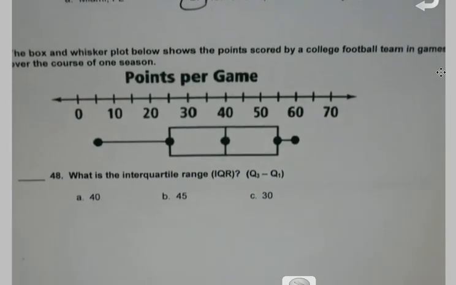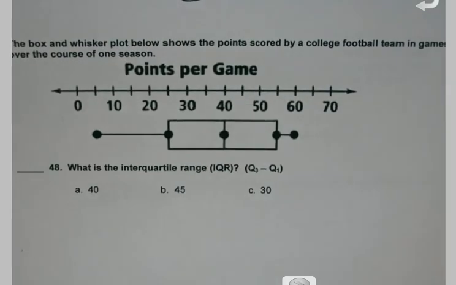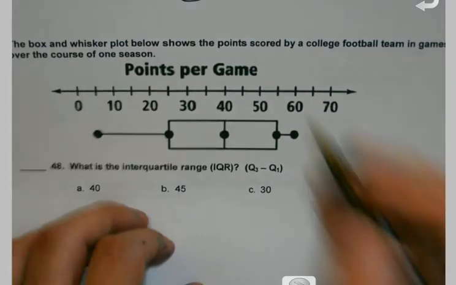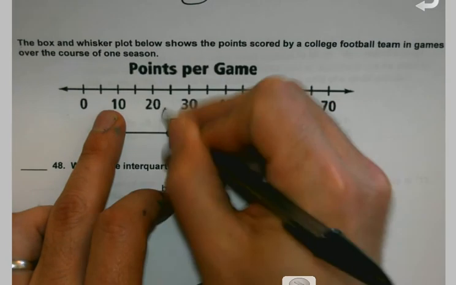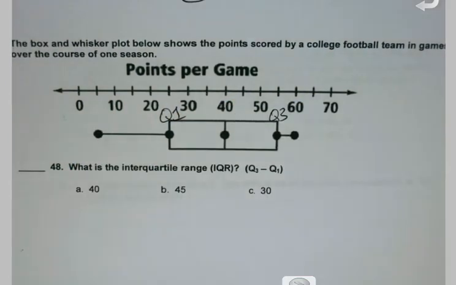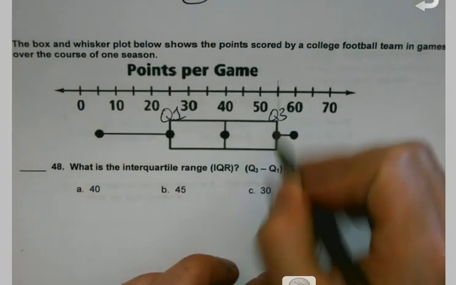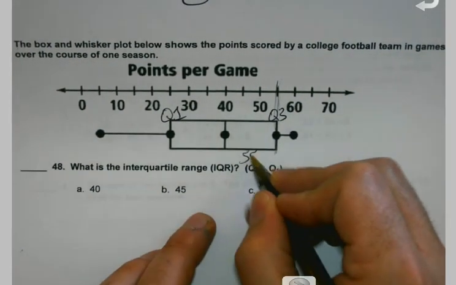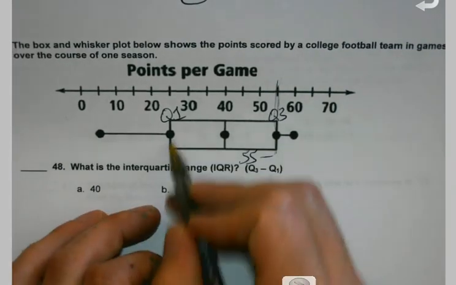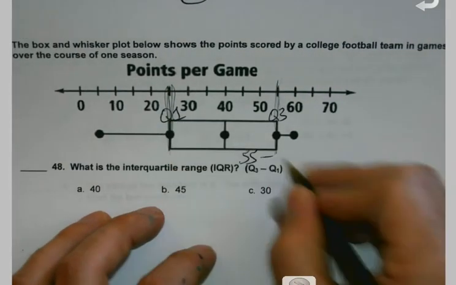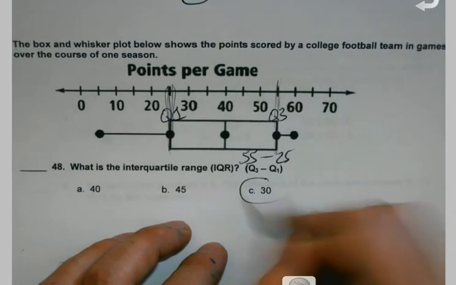And finally, the box and whisker plot below shows the points scored by a college football team in games over the course of a season. What is the interquartile range? In other words, what is Q3 minus Q1? Well, let's see. What's Q3 look like it's going to be about value-wise? Looks like it's about 55. What about Q1? 25. 55 minus 25 is 30.